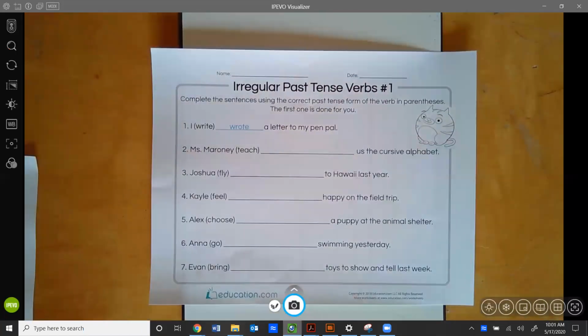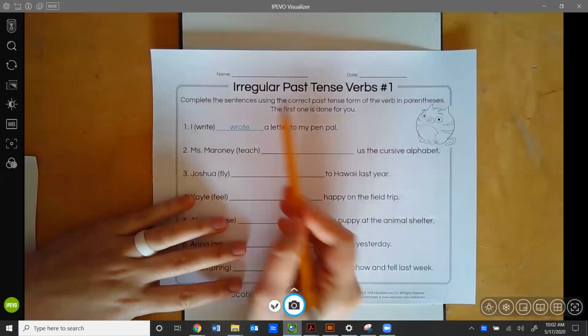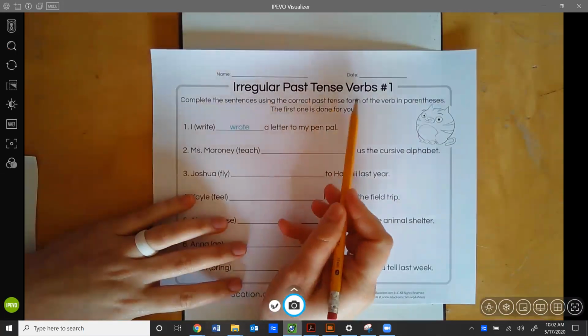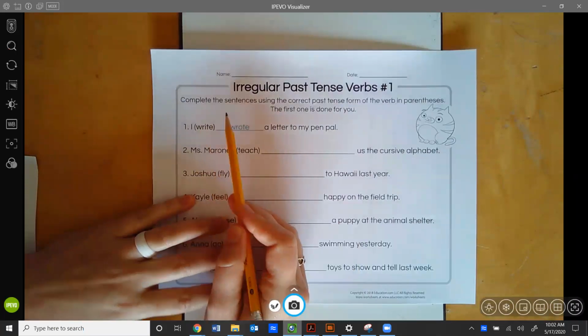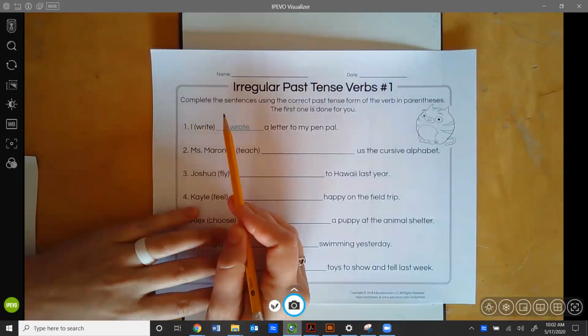So again, this does not need to be printed out. You can if you have that capability, but if not, just write this on another piece of paper, or you can even just talk about it with a stuffy pet or a human. So here we go. Irregular past tense verbs. Complete the sentences using the correct past tense form of the verb in parentheses.